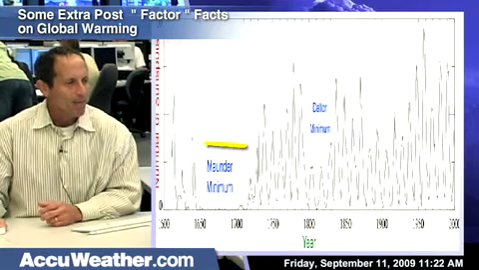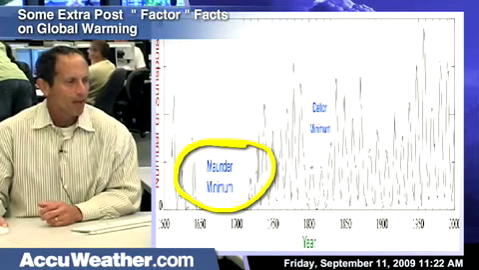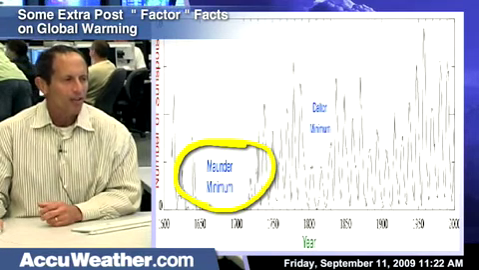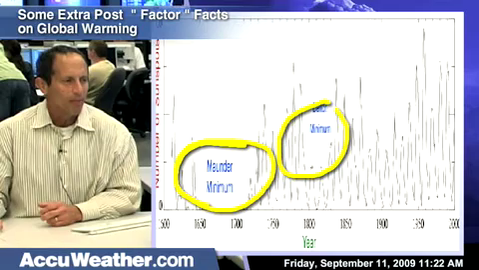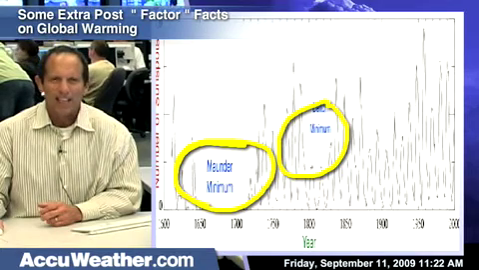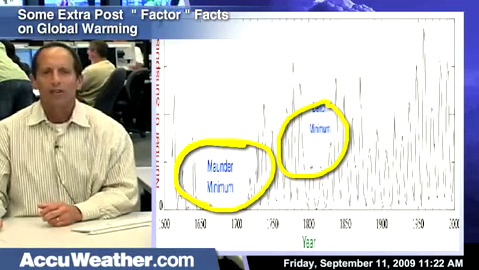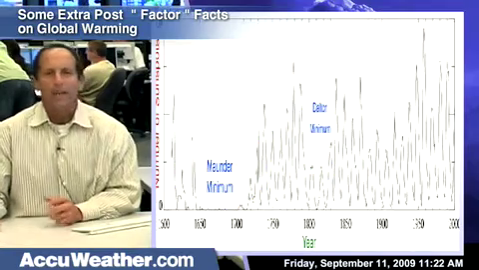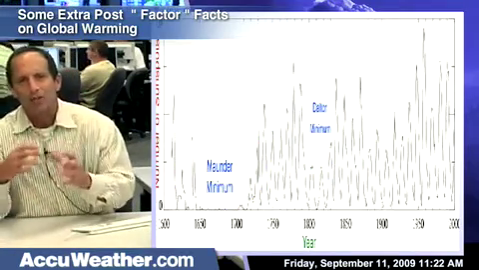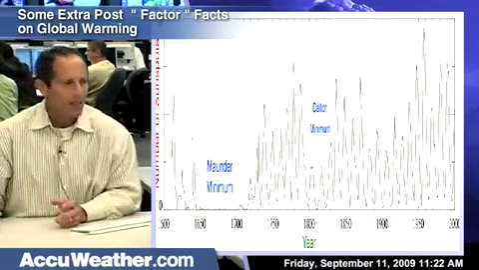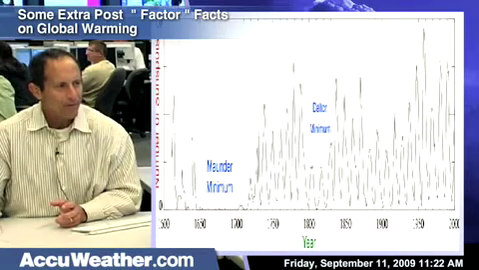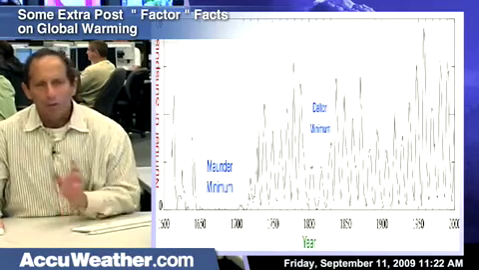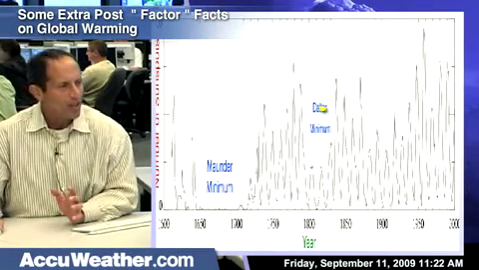We had a minimum, the Maunder minimum of sunspots back in the 1600s, and then we had a Dalton minimum back in the early part of the 1800s, late 1700s, early 1800s. Now, here is the question. The global warming and the beginning of the industrial age and the warming that has really been taking place took place after this Dalton minimum.